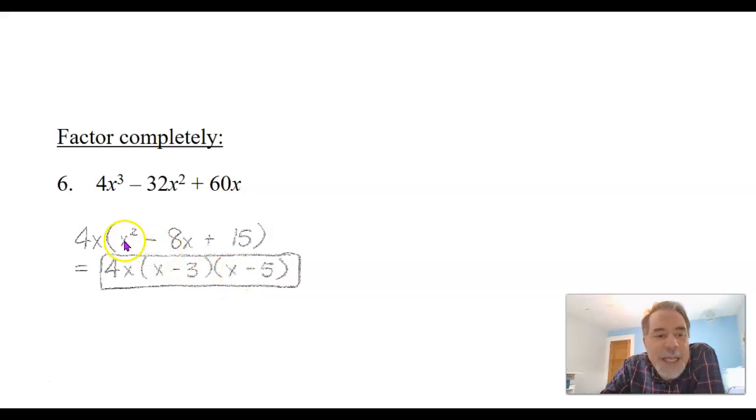We need x times x to get x squared. The numbers on the end have to multiply to 15, and they have to add to minus 8. So what works is to have an x minus 3 times x minus 5. So the final answer is 4x times x minus 3 times x minus 5.